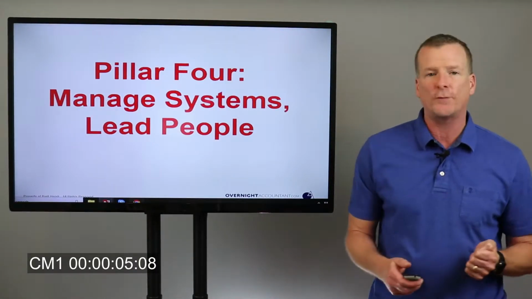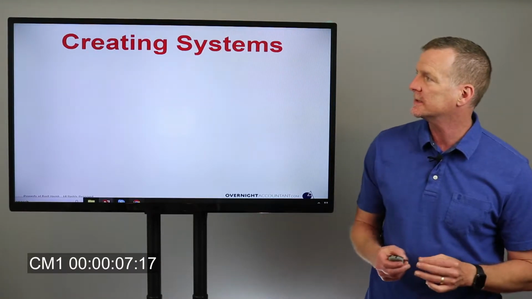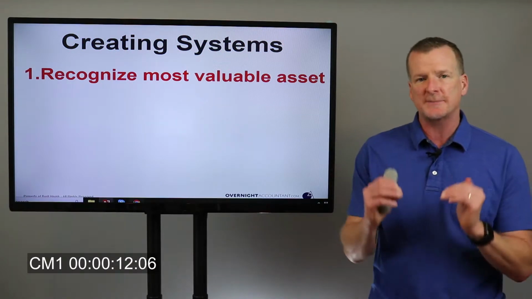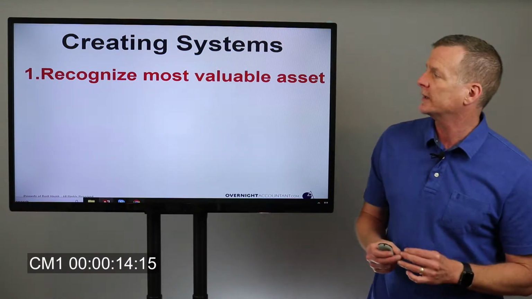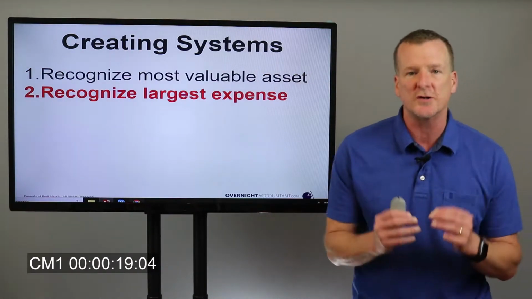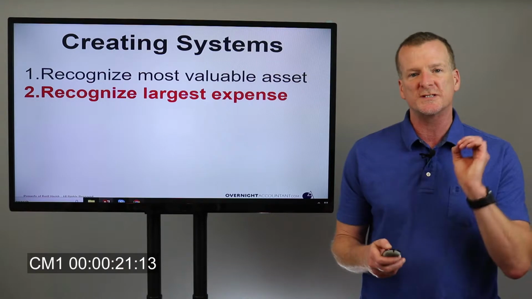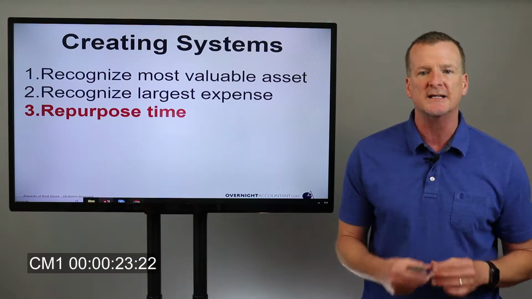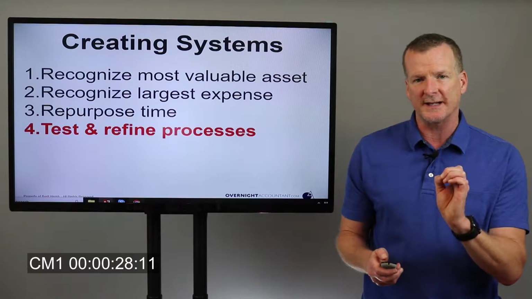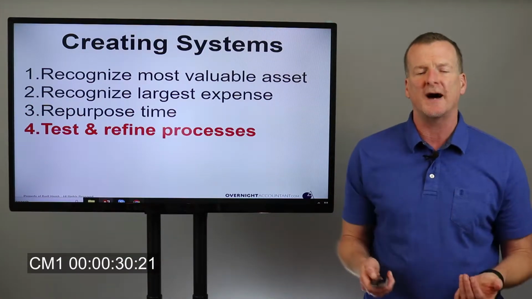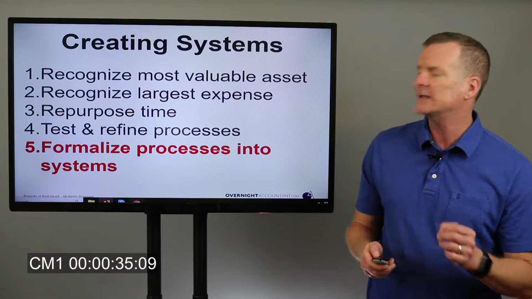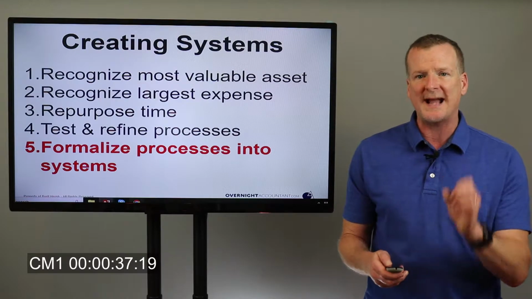We are still on Pillar 4. This is Part 3 of Pillar 4, Manage Systems and Lead People. If you recall in lesson number 2, we discussed the 5 steps to creating systems. We discussed recognizing your most valuable asset, which is time, and recognizing your largest expense with the hope of minimizing it, which systems do, and that is opportunity cost. Now we are going to discuss repurposing time. Then in the next lesson, we'll discuss testing and refining our processes and also formalizing these processes into systems. So, welcome back. Let's get on with it.